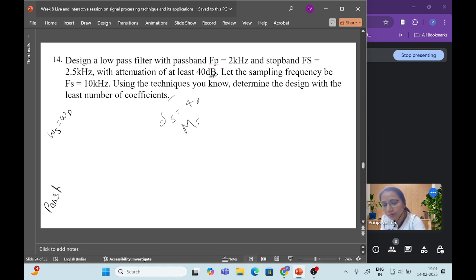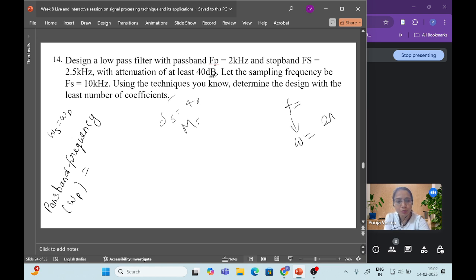So first we will see how we can get it. Pass band frequency omega p. If any signal or frequency is given in the form of f, how can we determine it in the form of omega? There is a relation: 2 pi into f divided by Fs. Similarly, we apply here 2 pi into fp divided by Fs, so you will get omega p.